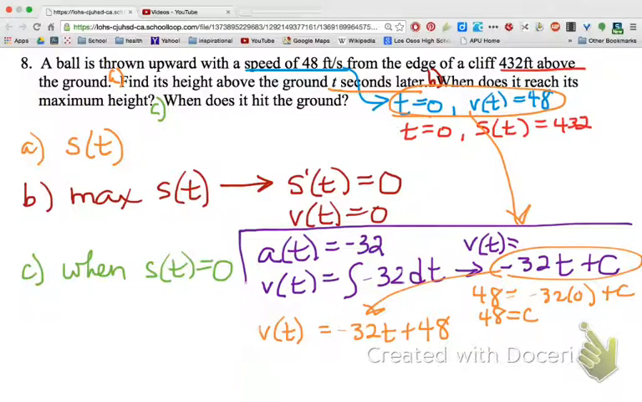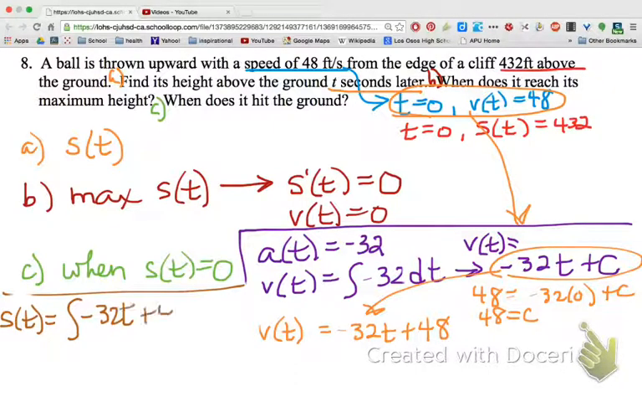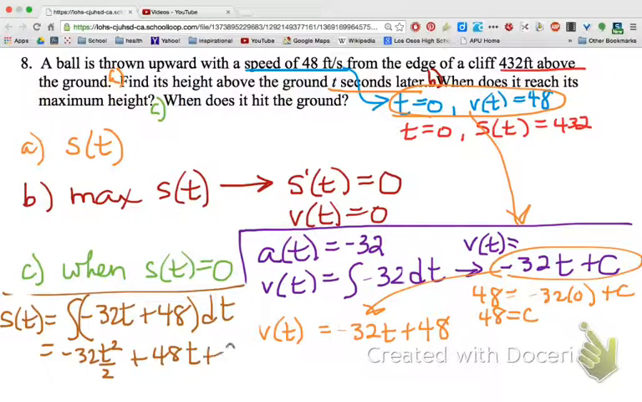So now I'm going to take the antiderivative of velocity. And remember, when I take the antiderivative of velocity, it's going to give me the position function. This takes a little while, but I'm excited that I know what I'm doing. And so I'm going to power up. So that'll be a t squared divided by 2, and then a 48t, and then a plus c.